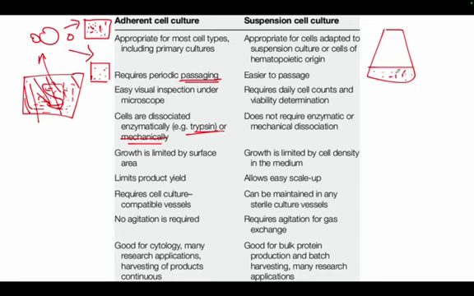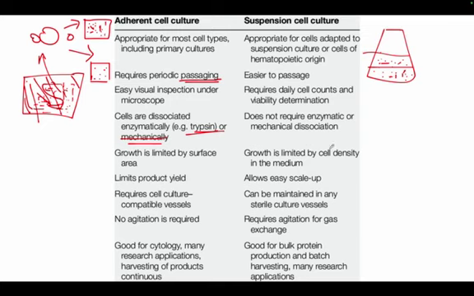At some point, the cell density will become too much, just like a bacterial culture. It'll start using up the nutrients, and there won't be enough nutrition left for cells to grow properly. So, what we can do is add more media. Okay, we can just add more media to this, and so that will allow the cells to start dividing again. Okay, so you can see it's much easier to passage. Okay, so it does not require enzymatic or mechanical dissociation because it is present in the suspension itself.